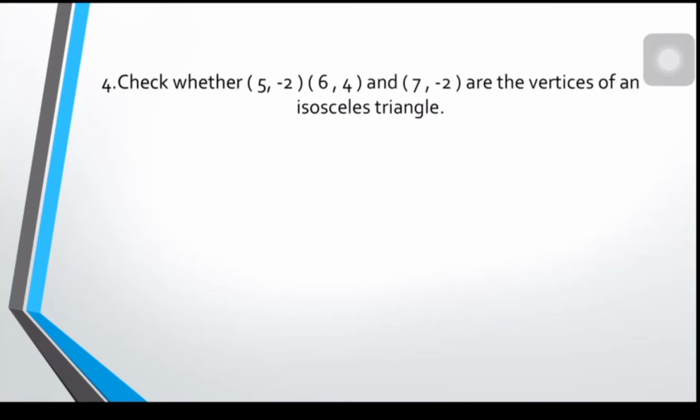Next, fourth problem. Check whether 5 comma minus 2, 6 comma 4, 7 comma minus 2 are the vertices of an isosceles triangle. Isosceles triangle means the lengths of two sides of the triangle are equal, then it is said to be an isosceles triangle. Now let us apply the distance formula.